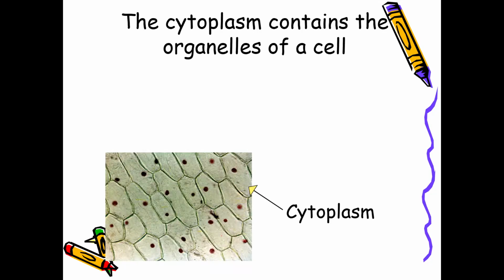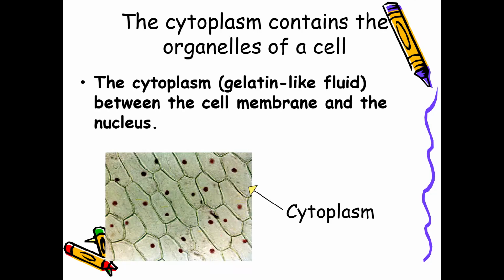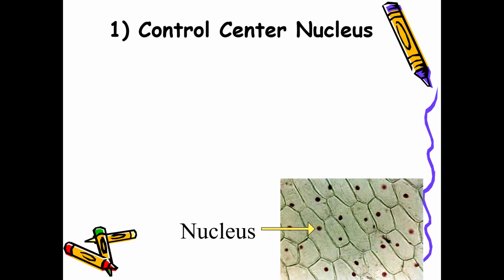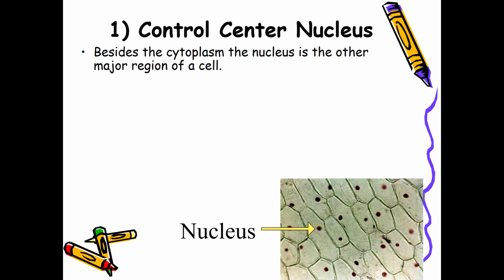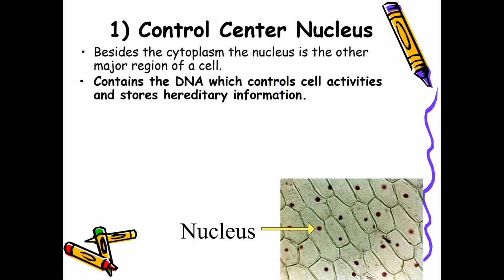All right, so the cytoplasm contains all the organelles of the cell. The cytoplasm is like jello that is inside the cell, and it keeps everything kind of in place, that everything just sits in. Our control center is the nucleus, okay? So the nucleus is a very important part of the cell. It's where DNA is. It controls the DNA, which then controls the cell activities.